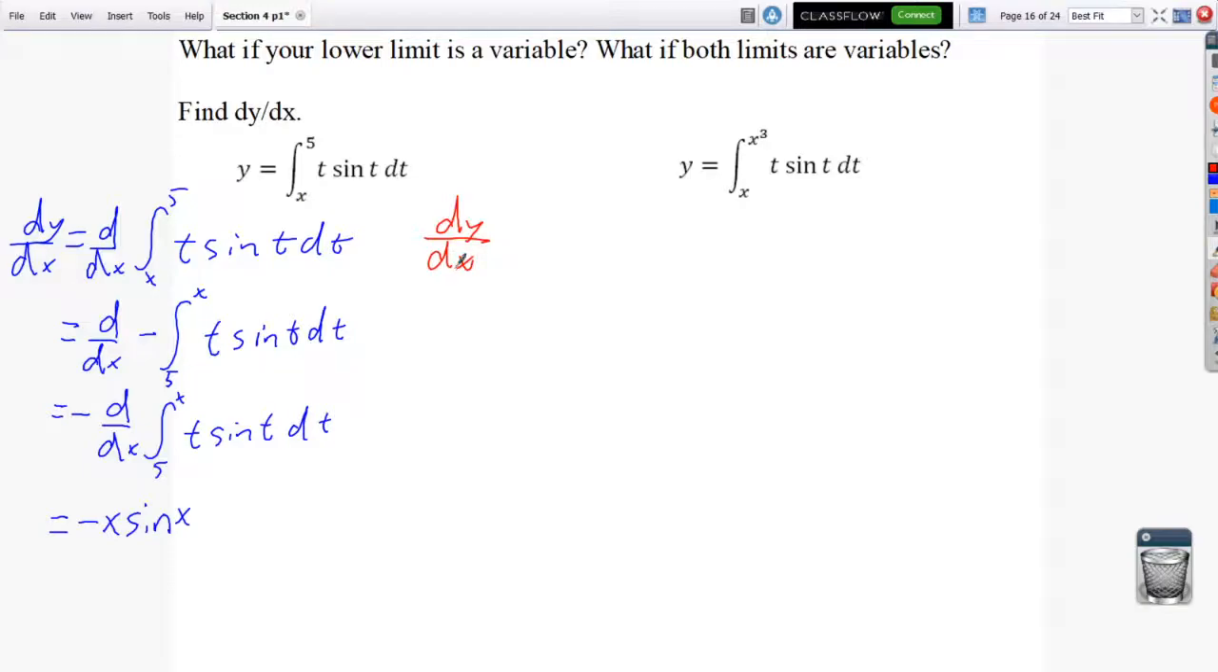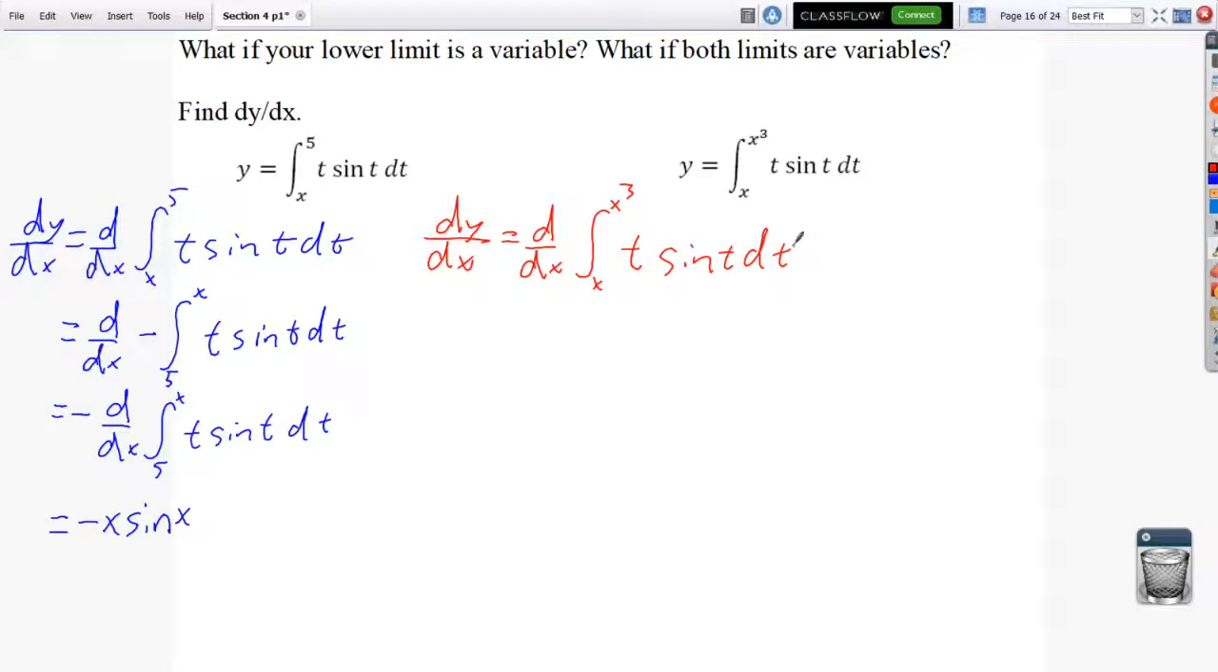I'm making it color coded because I know I'm going to need more space for this one. I'm trying to take the derivative of the integral from x to x cubed of t sine t dt. Well, good news, it's the same exact integrand, right? Now again, I'm running through my steps here.